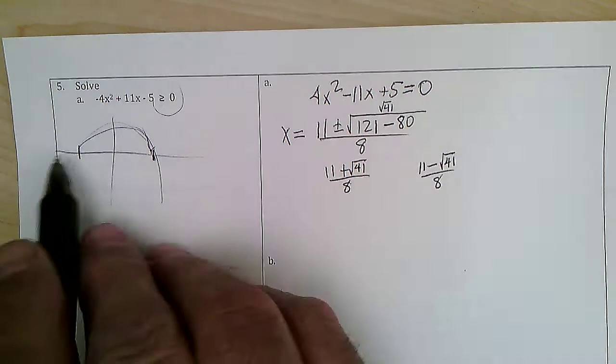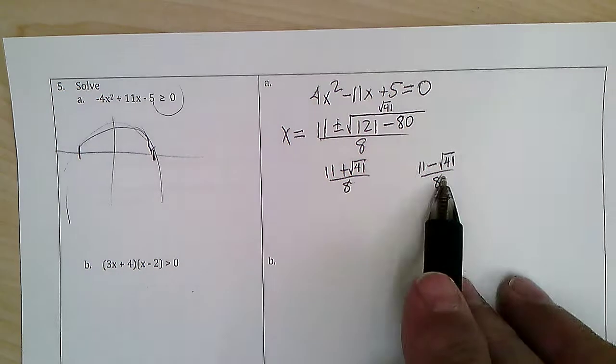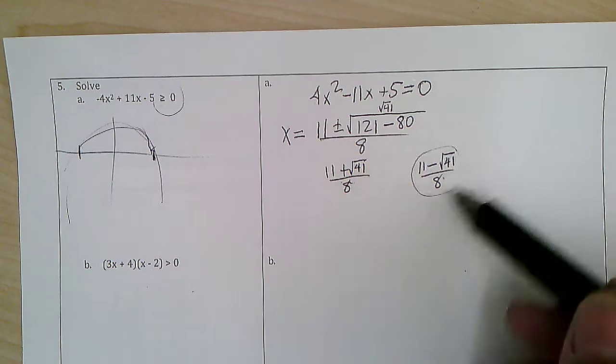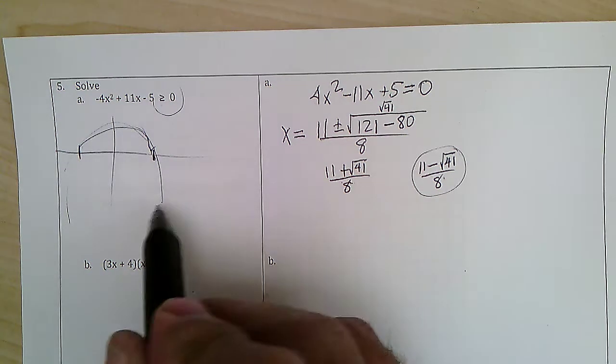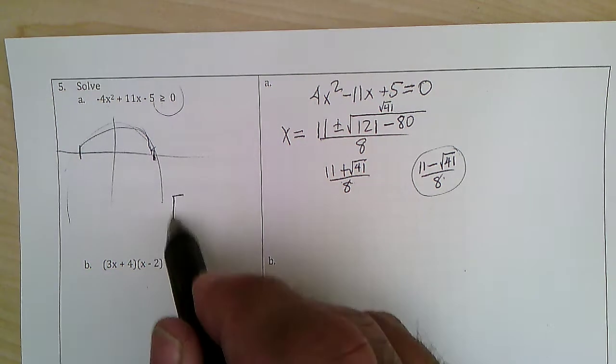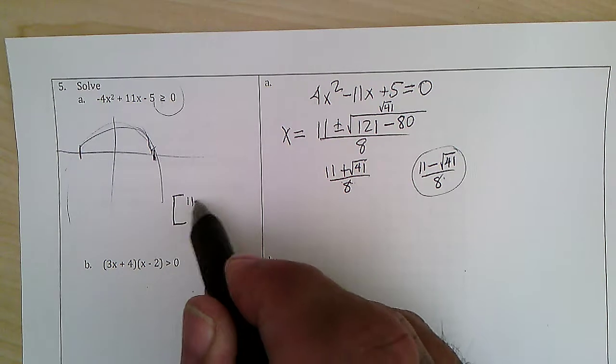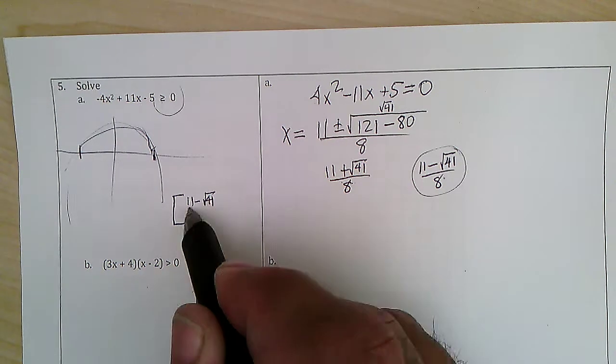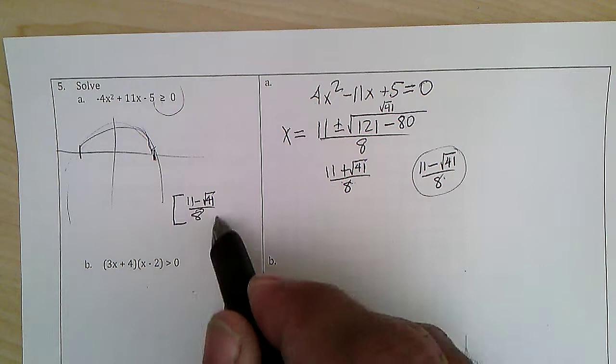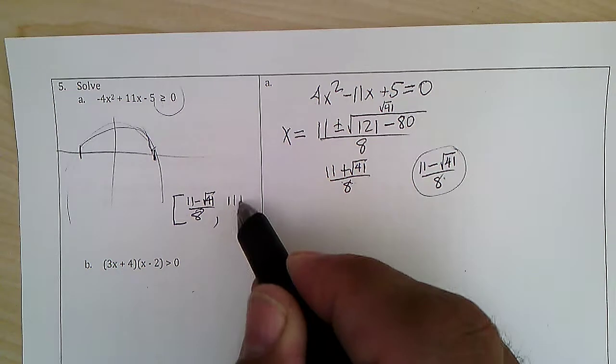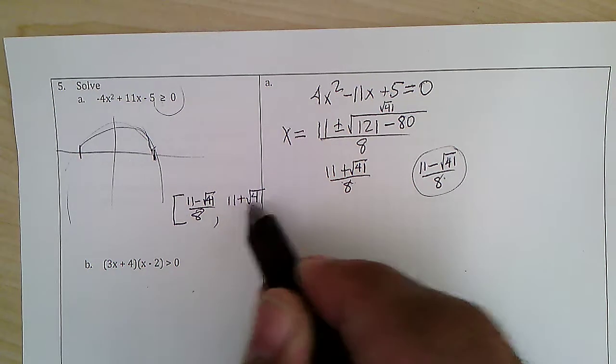All right, so we want between them. So which one of these is smaller? Well, written this way, that one's clearly the smaller, and we can be equal, so we can include it. 11 minus the square root of 41 over 8 up to 11 plus the square root of 41 over 8.